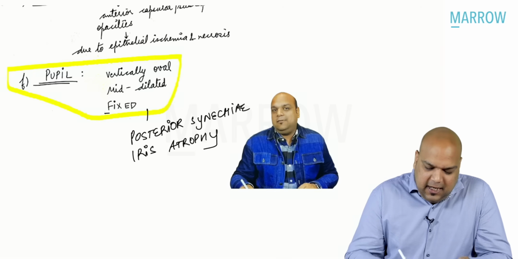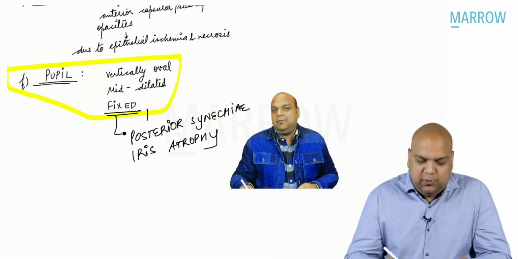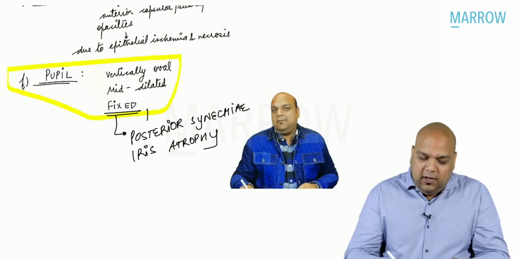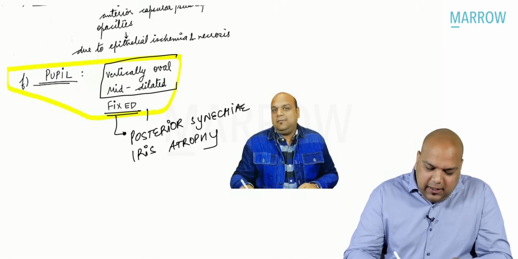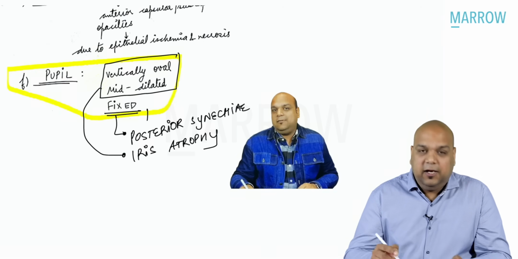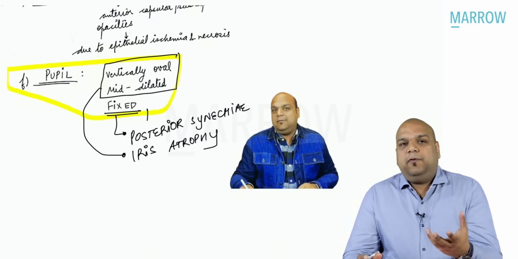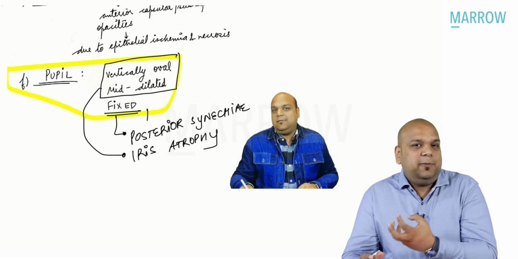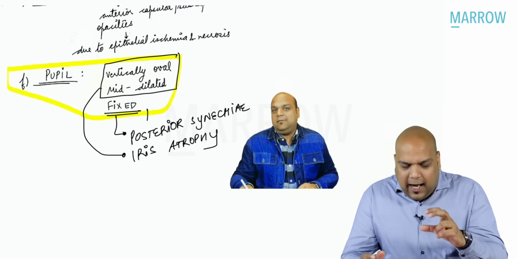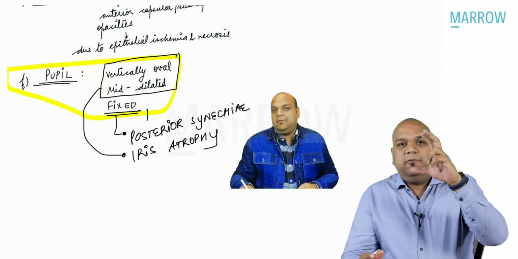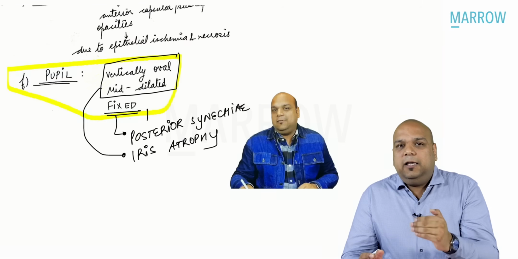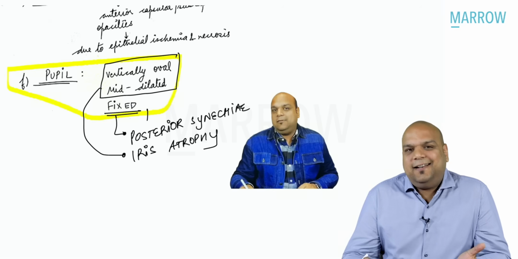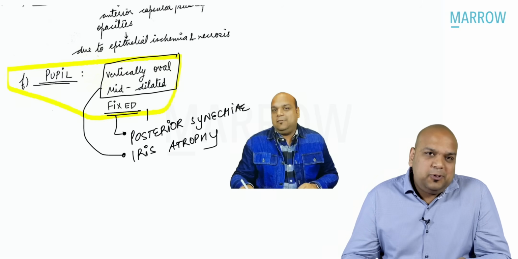I hope you remember this. Fixed pupil because there is posterior synechia. Posterior synechia means adhesion between the pupil and the lens. So the pupil cannot move. Vertically oval and mid-dilated because the iris muscles have atrophied. So the pupil is neither able to contract completely nor able to dilate completely. So the pupil becomes mid-dilated. The iris muscle atrophies preferentially in the vertical poles, the upper pole and the lower pole. That is why the pupil becomes vertically oval. And that is the classic case of acute angle closure glaucoma.